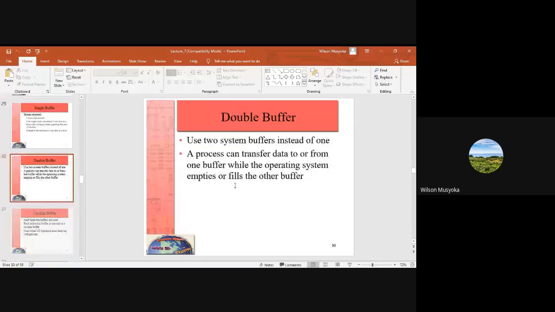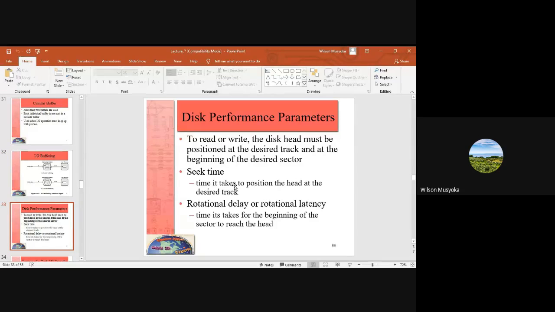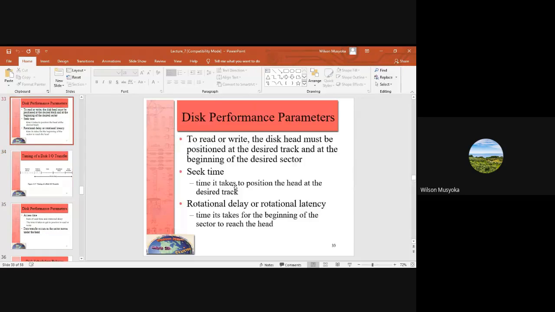If it has a question, then we can discuss it, but look at buffering in detail, and also look at disk performance parameters, whereby we are looking at seek time, rotational delay. That is, how do you access the disk? Once you access the disk, how do you make sure that you are doing it in the most efficient way?